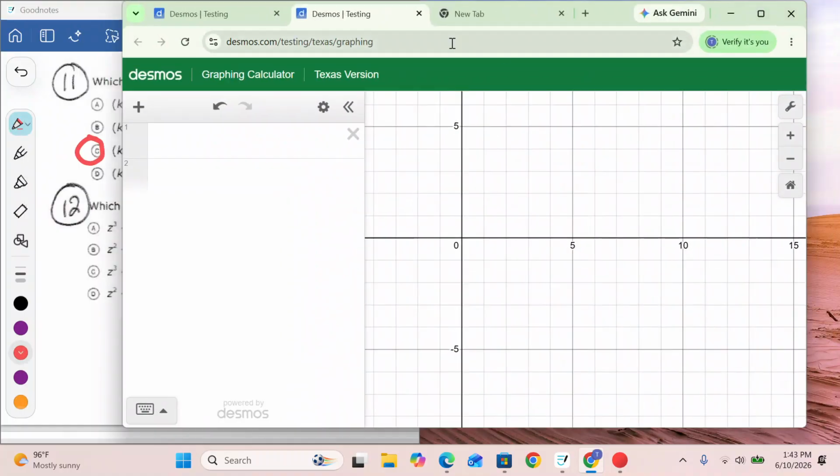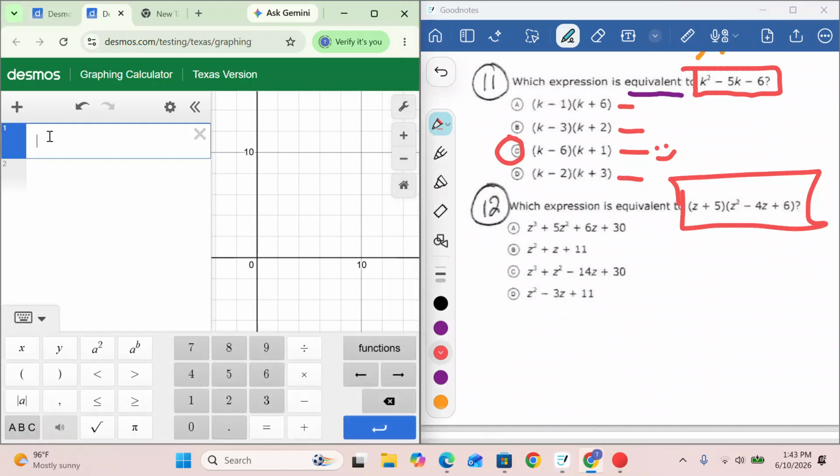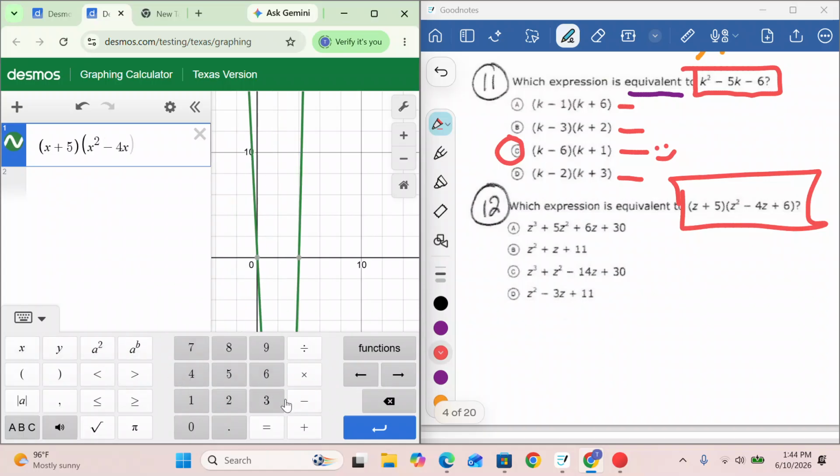So let me go ahead and input, and I'm going to put this on the side-by-side view, and you might be ahead of me, but it's okay. So I'm going to input this right here into X. So then I'm going to open parentheses, X plus 5, close parentheses, open parentheses. This is a Z, but instead of Z, I'm putting X squared minus 4X positive 6. And then I'm going to close the parentheses. So that is my original one. This is what I inputted, but instead of the Z's, I put the X's.